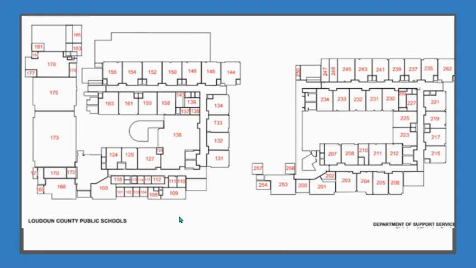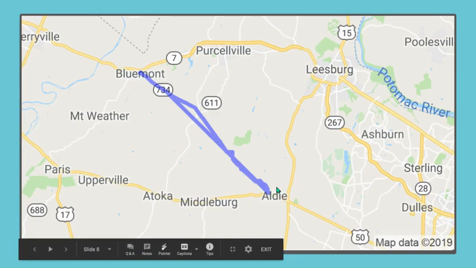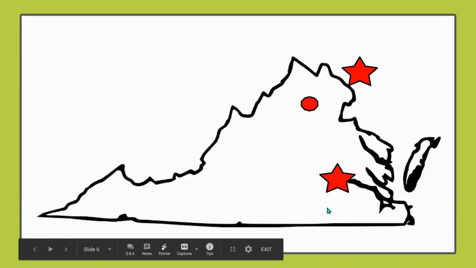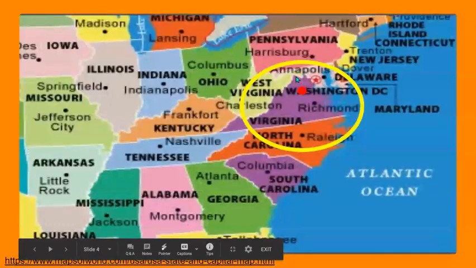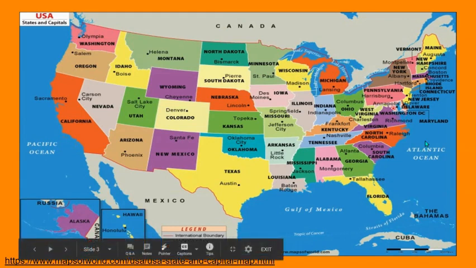So we looked at a bunch of different maps today. We looked at a map of Buffalo Trail, which looks very different than a map of roads or a map that shows us where we are in Aldie here. We also looked at a map of Virginia, a few maps of Virginia, and we looked at the map of the United States of America, where we live.